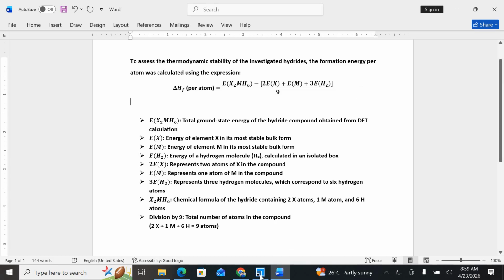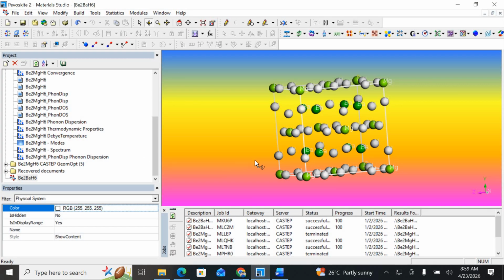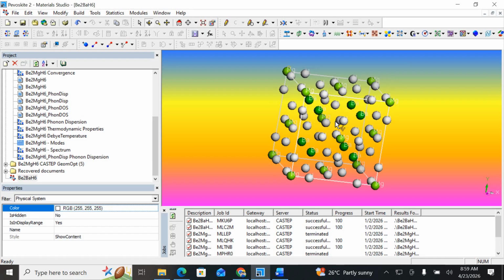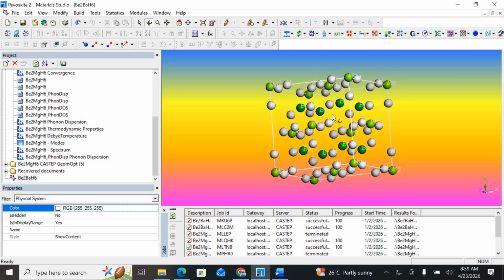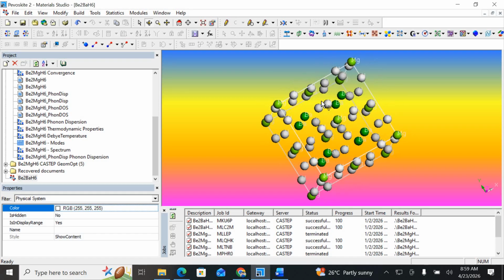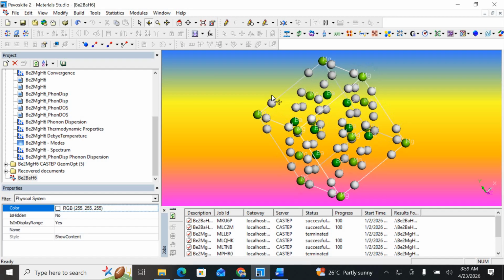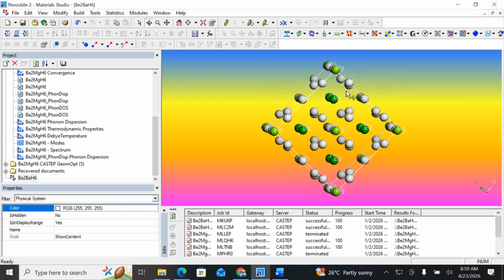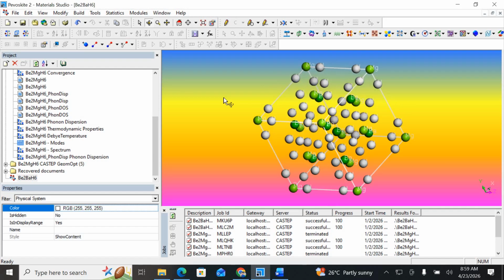Now let's move towards dynamic stability. While thermodynamic stability tells us whether the material is energetically favorable, dynamic stability tells us whether the structure can remain stable when atoms vibrate. I mean, when atoms start vibration, so whether this structure, as you can see on the screen, can remain stable when atoms vibrate or not.